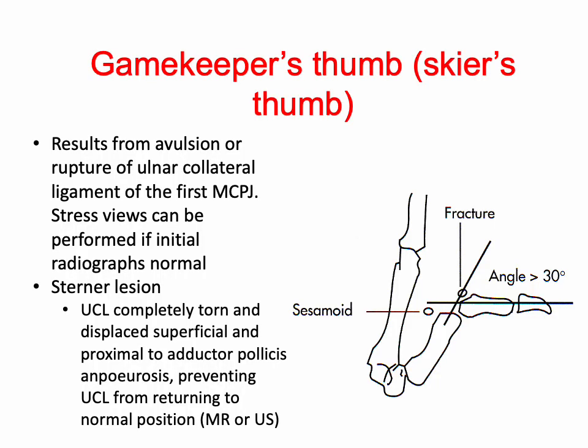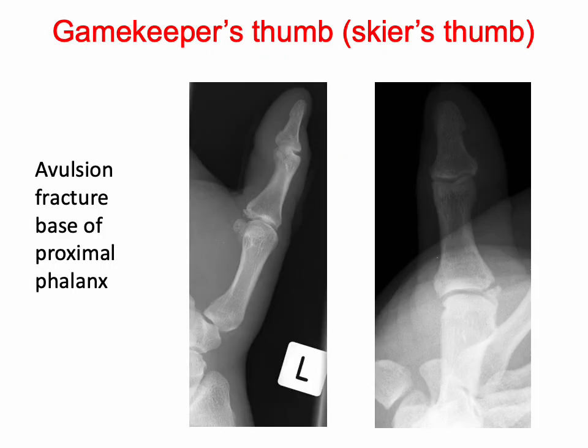A gamekeeper's thumb or skier's thumb results from an avulsion or rupture of the ulnar collateral ligament at the first MCPJ, and it can be associated with a Stener lesion where the ulnar collateral ligament is completely torn and displaced superficial to and proximal to the adductor pollicis, which prevents the UCL from returning to its normal position, but you need MRI to see that.